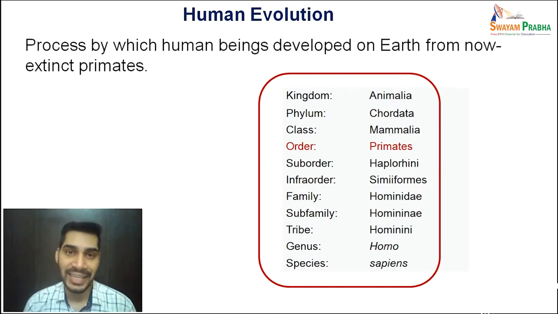Let us start by understanding what we mean by the term human evolution. It is the process by which human beings developed on Earth from now extinct primates. We humans belong to the order primates if you see the classification. And that is why we first need to understand the primates so that we can understand our evolution from the primates which have now become extinct.